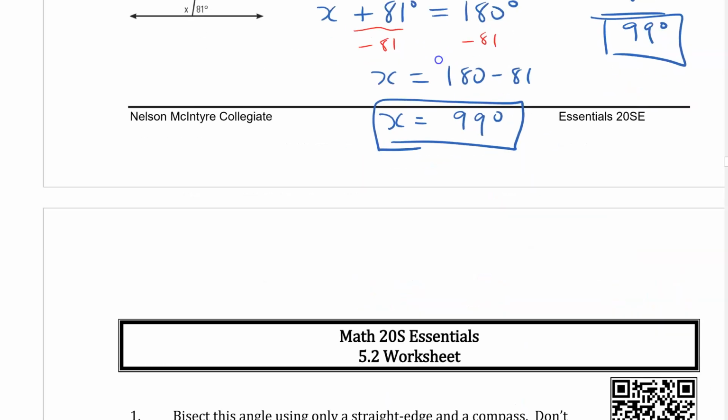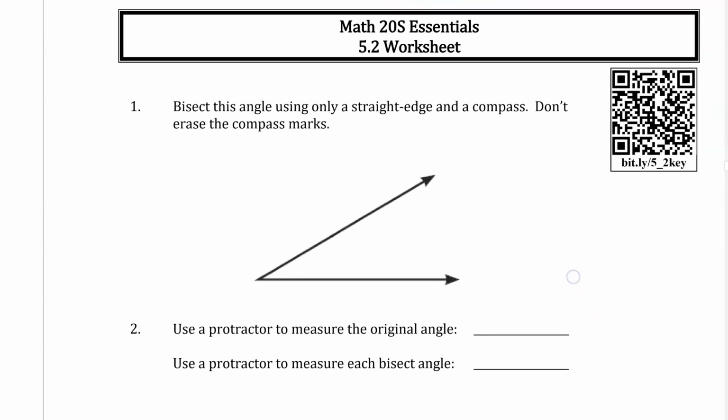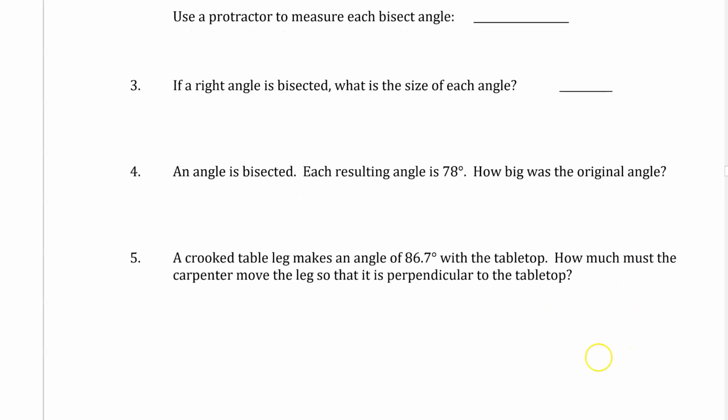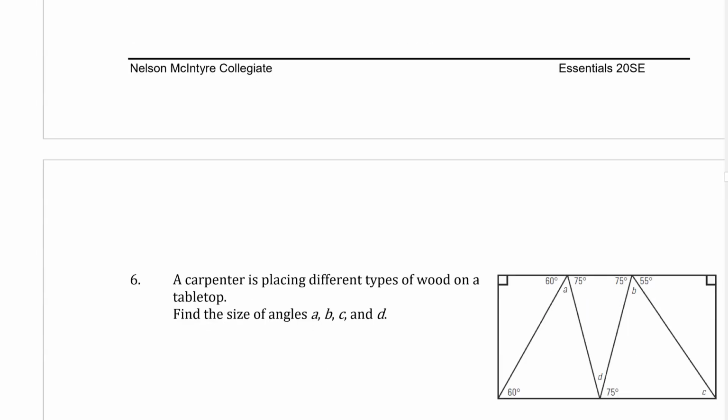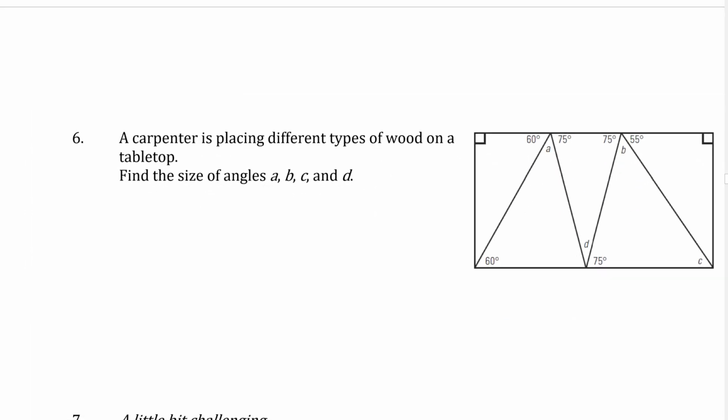Okay, so now it's time for the worksheet, and it's a practice of bisecting the angle. Use the protractor to measure the original angle. Use the protractor to measure the bisector of each angle. So hopefully you've done a good job using your protractor. You're confirming that, and there are a few questions to answer. Let's talk about number 6 because it looks a little bit daunting, but I think you guys can do it. It says a carpenter is placing different types of wood on a tabletop. Find the size of angles A, B, C, and D.